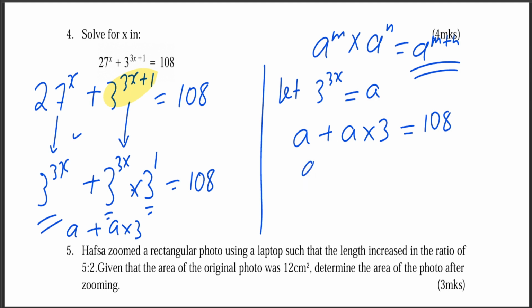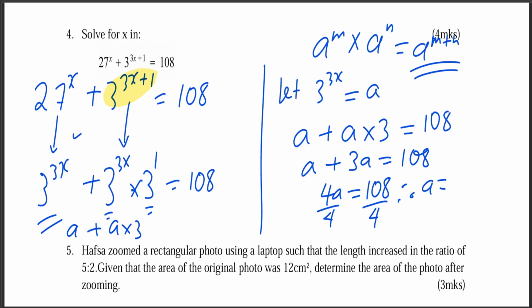So hii itakuwa a plus a times 3 ni 3a is equal to 108. Now a plus 3a ni 4a, which is equal to 108. Divide by 4, divide by 4, a is therefore equal to 108 divided by 4, which is 27. Sasa watu wadhani hii ndo answer yetu. This is not our answer.